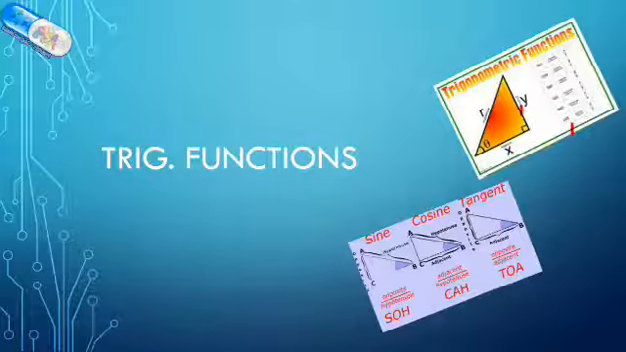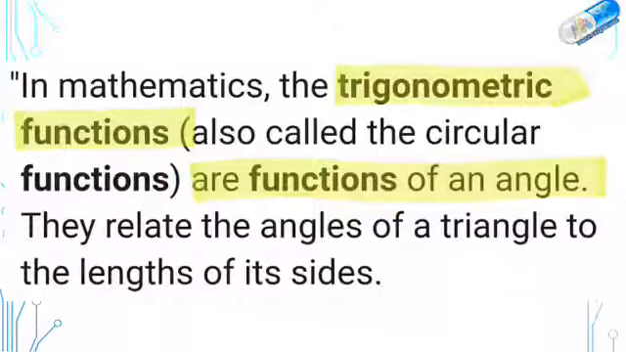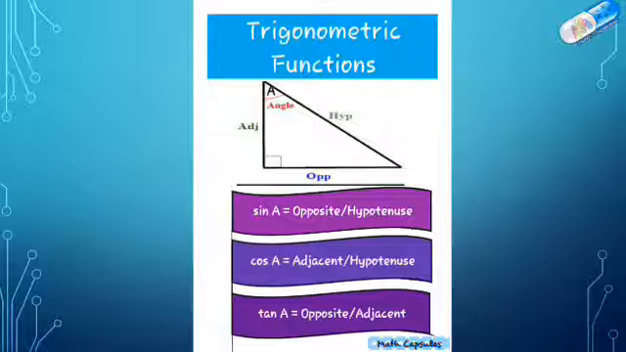What are trig functions? In mathematics, the trigonometric functions, also called the circular functions, are functions of an angle. They relate the angles of a triangle to the lengths of its sides. What does that mean? Especially in the right angle triangle, we are going to talk about trigonometric functions in a right angle triangle. So the triangle should be right angle first.